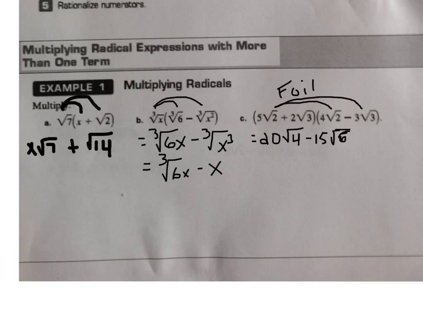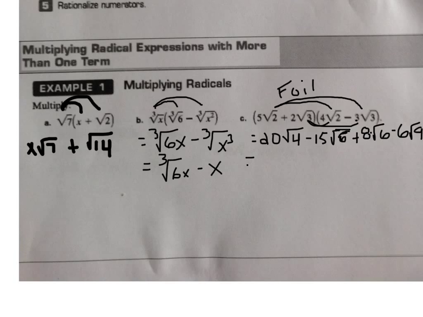Square root of 6. And now we're going to take the next term, 2 times the square root of 3, and times it by each one on the second binomial. So 2 times the square root of 3 times 4 times the square root of 2, that is 8, plus 8. Then 3 times 2 is 6, so square root of 6. And then we're going to take the last terms and multiply them. The 2 times square root of 3 times minus 3 times square root of 3, we're going to have minus 6 square root of 9.